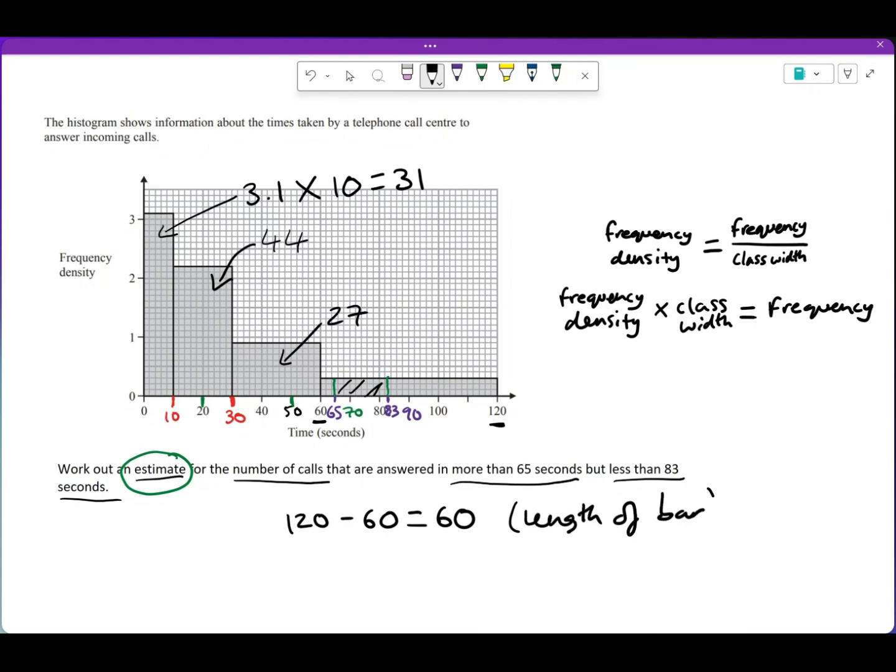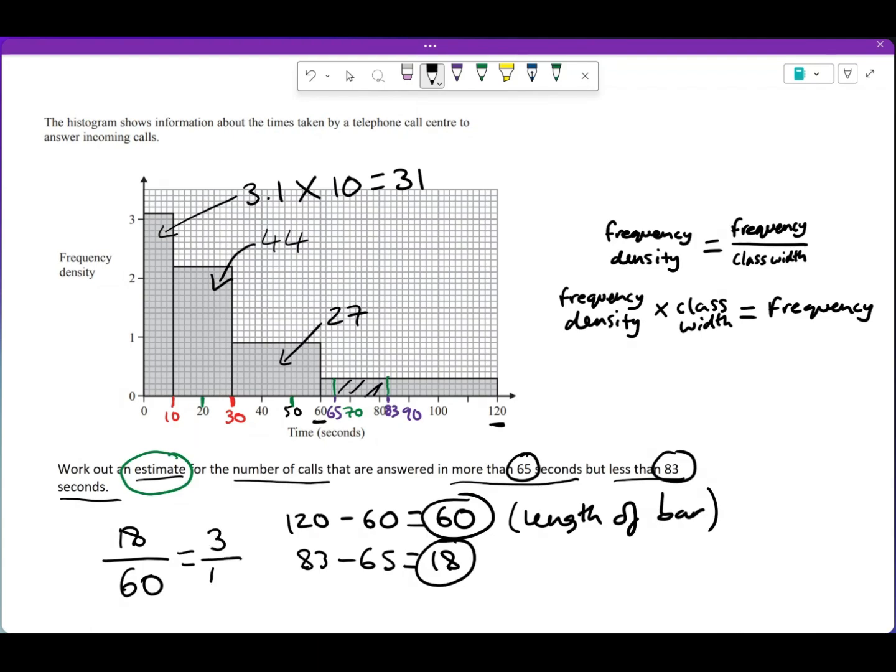Then let's consider the length between 65 and 83, the two numbers we are interested in the question. Well, the length between those is 83 subtract 65, which is equal to 18. Okay, and the fraction of the entire bar between 65 and 83 would be 18 out of the 60, which is the entire length of the bar. That gives me the fraction between 65 and 83 in particular. If I simplify that down, I believe that would be 3/10. So we want 3/10 of the frequency of the entire bar.